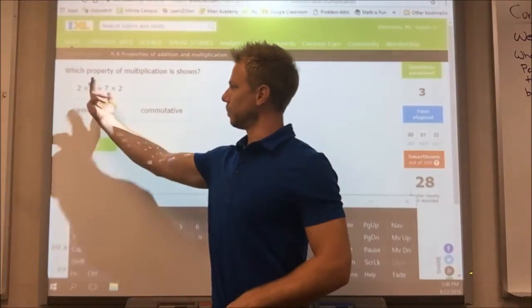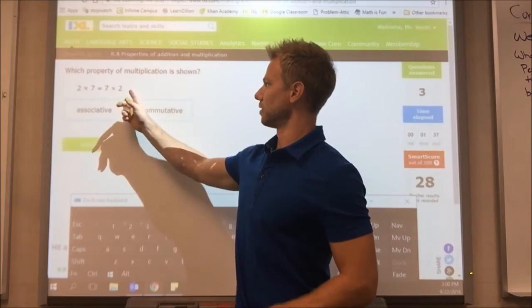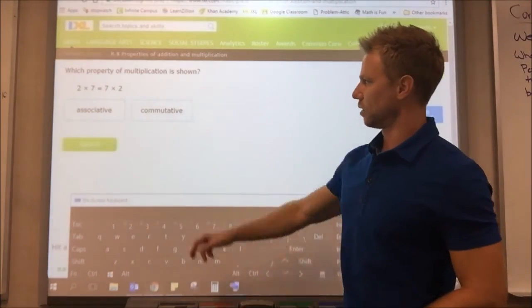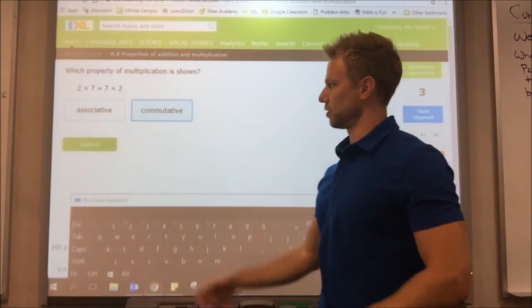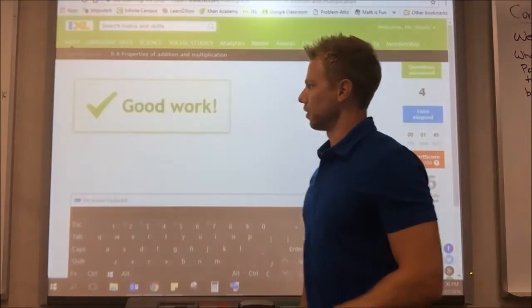Okay, and then here we're flipping the order of the numbers. We have 2 times 7 on the left. On the right, we have 7 times 2. That is commutative property of multiplication. It means it doesn't matter what order the numbers are. When you multiply, you're going to get the same answer.